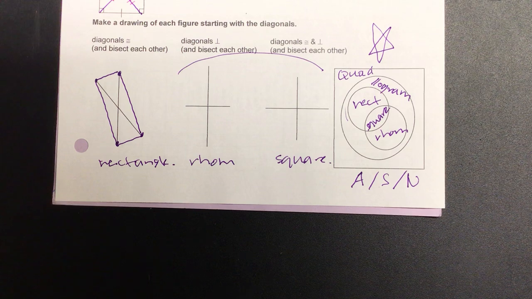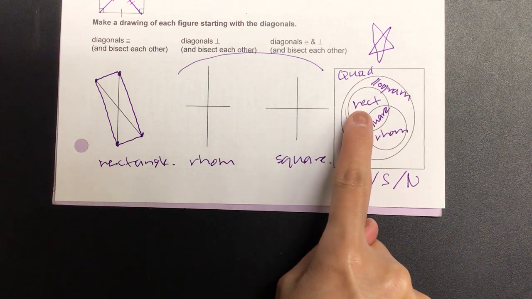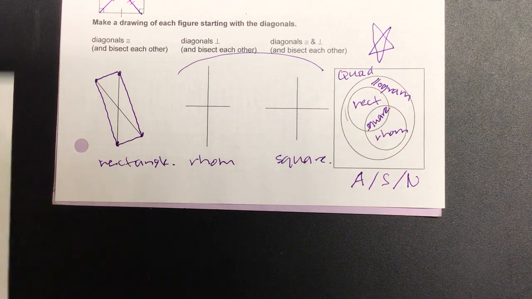A square is always a quadrilateral. Rectangle is sometimes. No, it's never. Never? Never. A rectangle is never a square. Rectangle is always a square? Not always. Square is always a rectangle. Rectangle is sometimes. Told you.